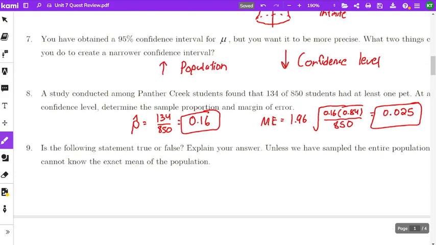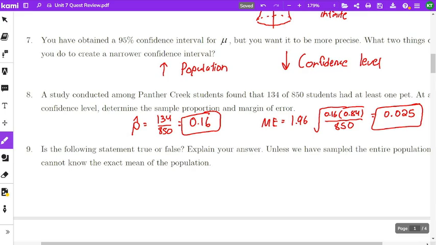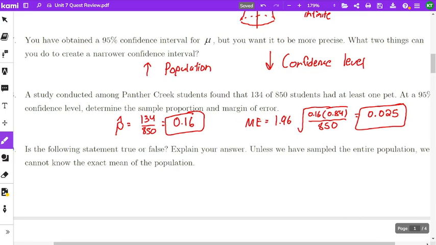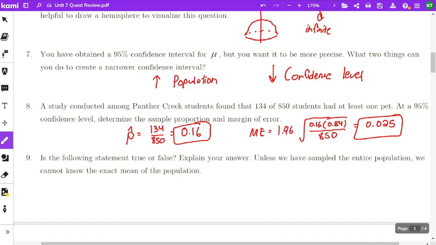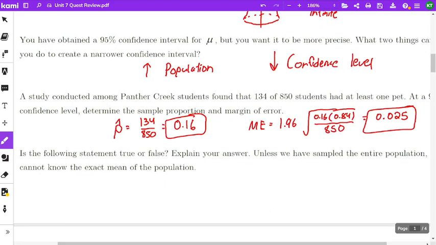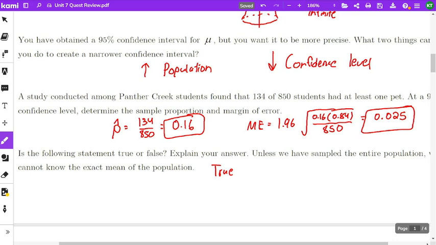All right, next question. Is the following statement true or false? Explain. Unless we have sampled the entire population, we cannot know the exact mean of the population. This would be true, because in order to get the exact true mean of the population, we need everybody, because population is the whole entire demographic which you're trying to encompass here. So true, we would need everyone. Not just a sample of it, we would need everyone.